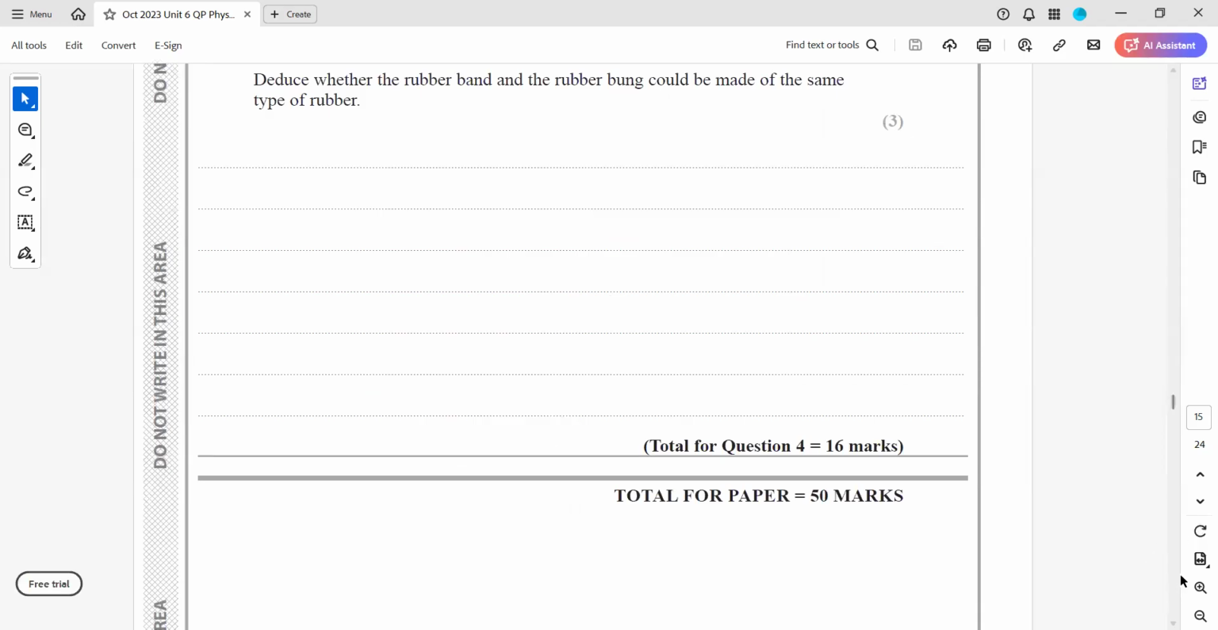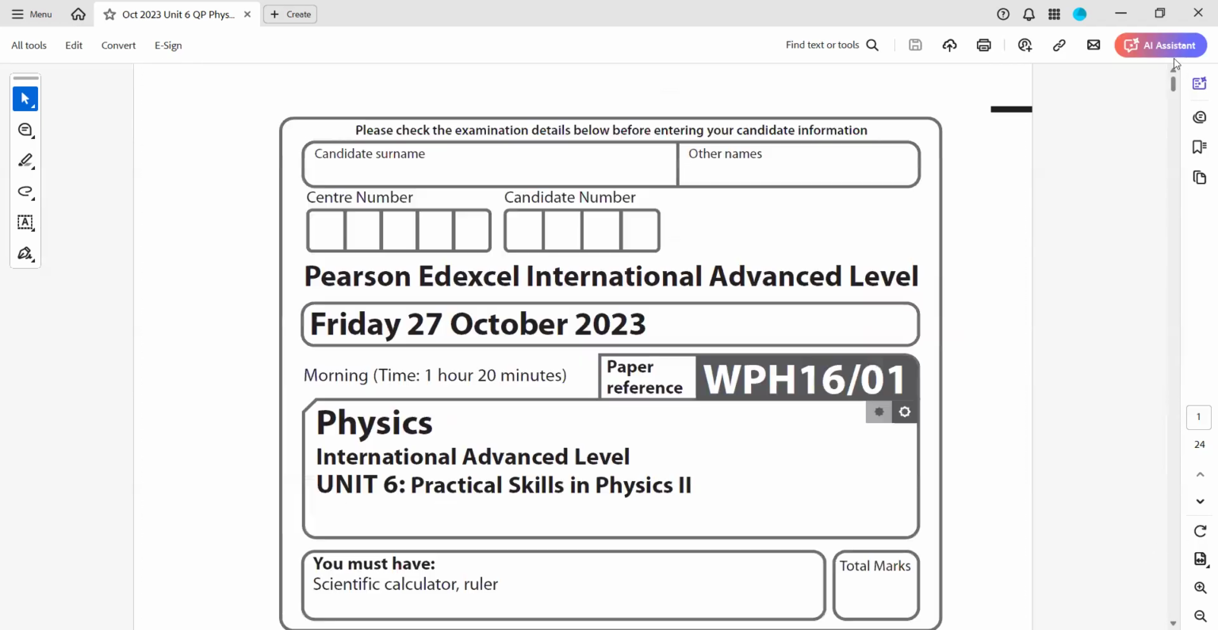So this was paper 6, unit 6 of 50 marks. The duration for this exam is 1 hour and 20 minutes.